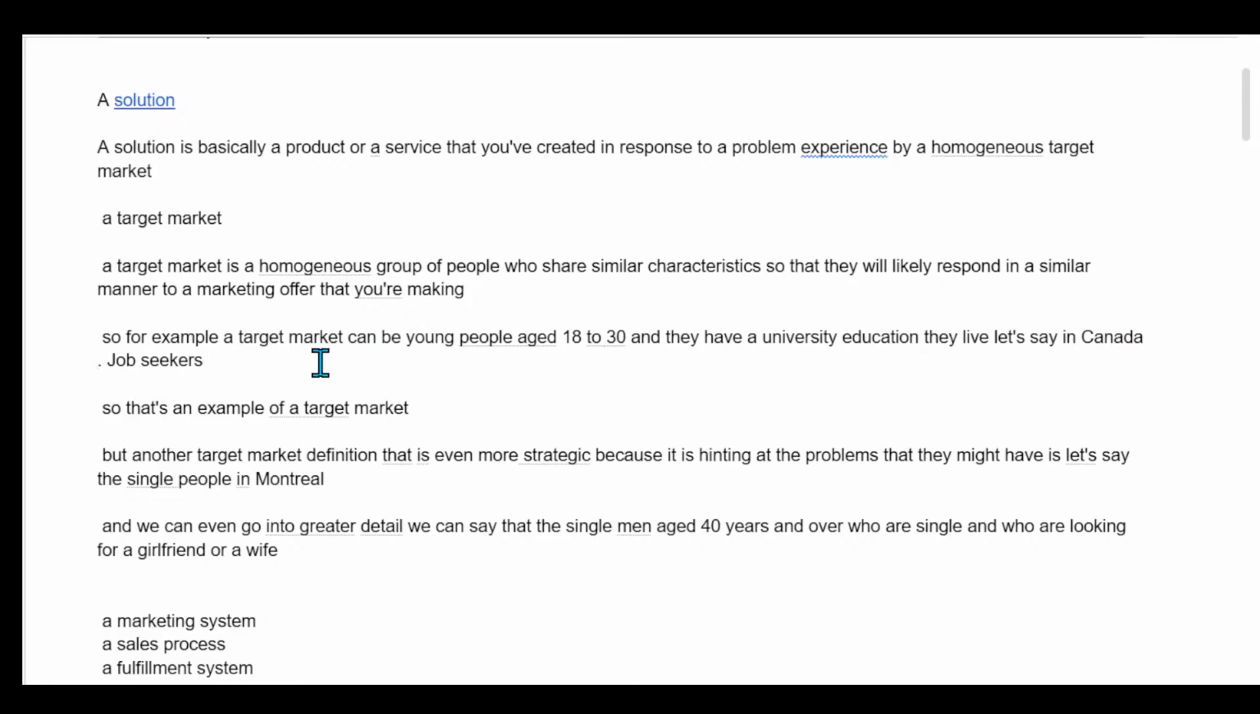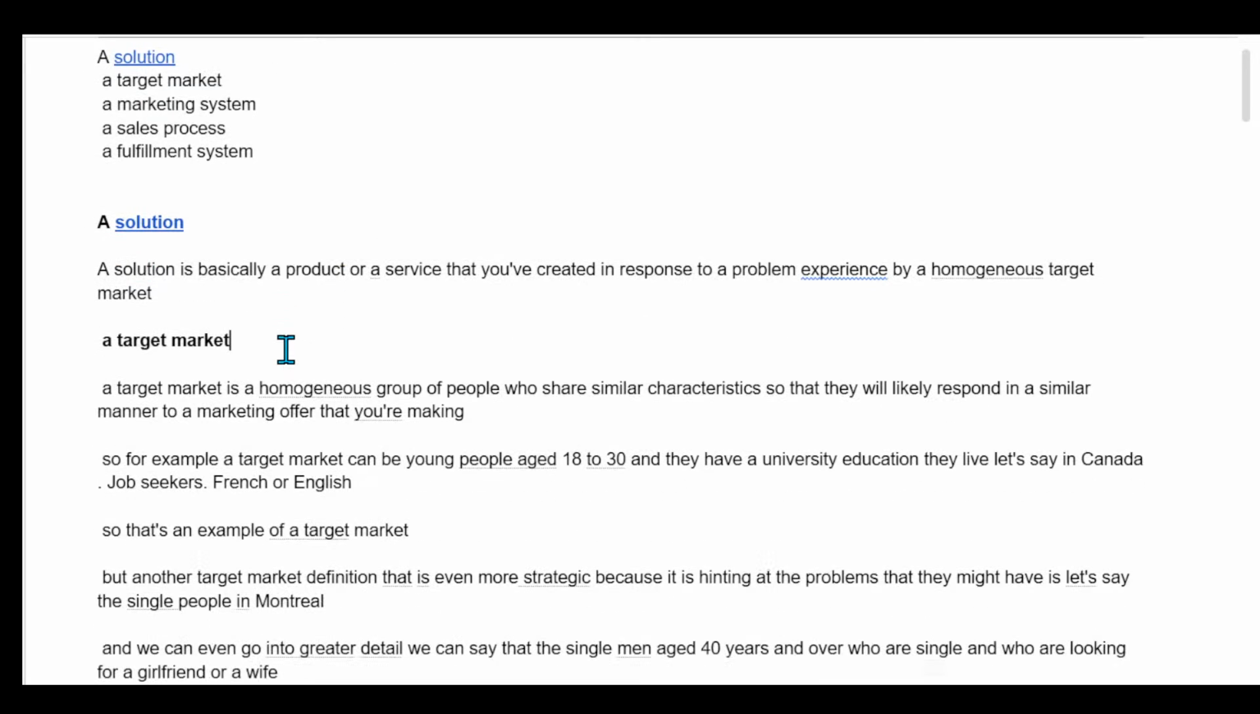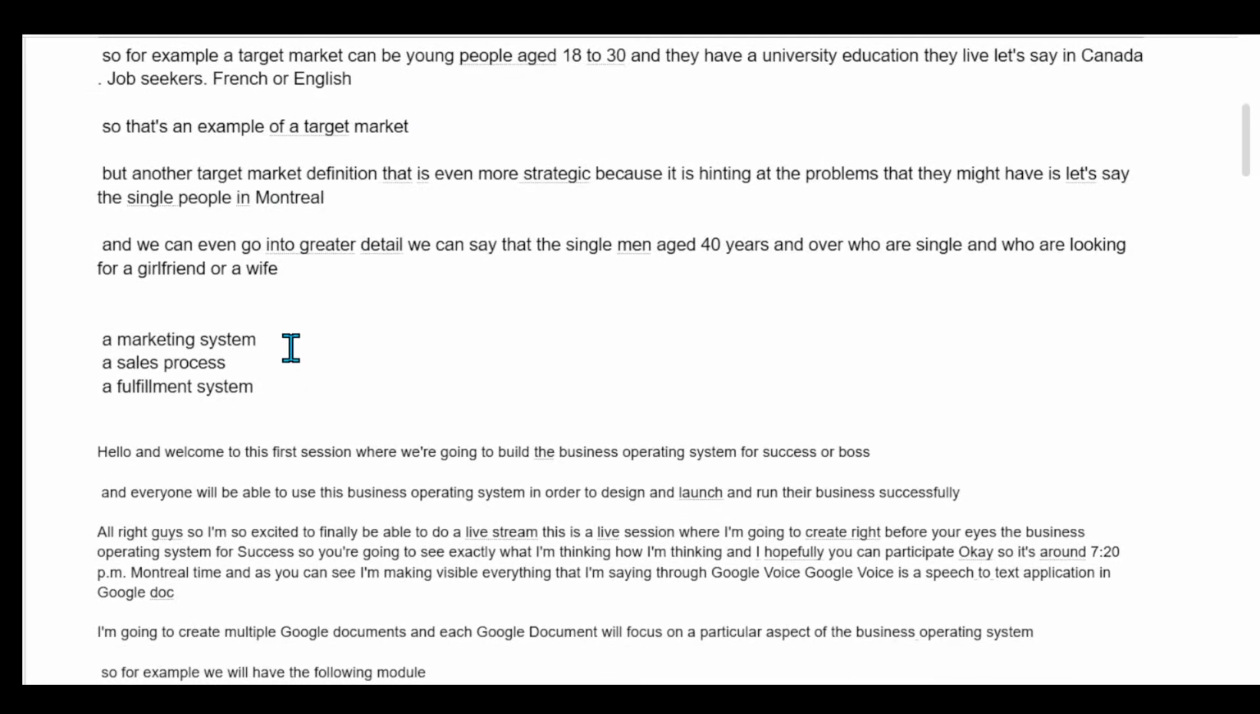Because Canada is bilingual, are we talking about French-speaking people or English? So this is just a quick example to show you that you have to really define your target market correctly, and that's the second component of a business system. The third component is over here.